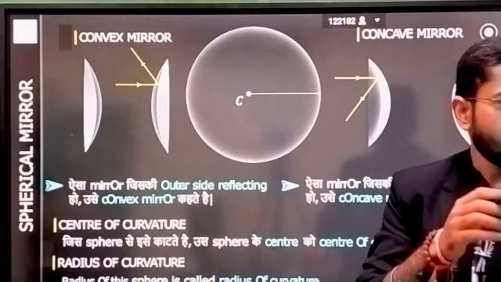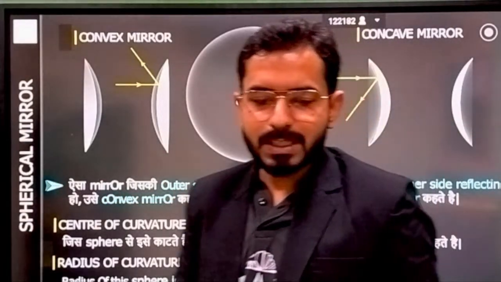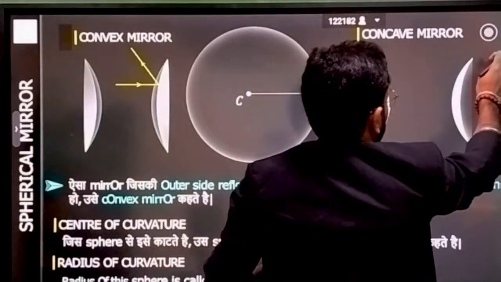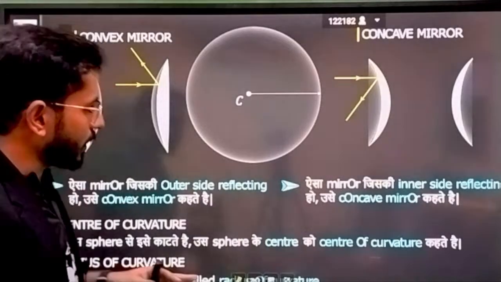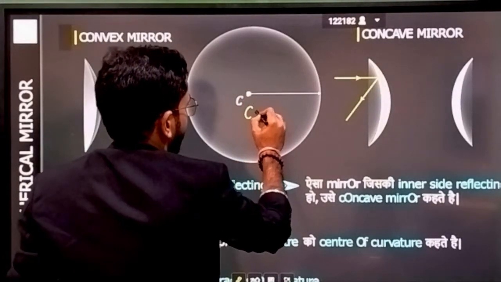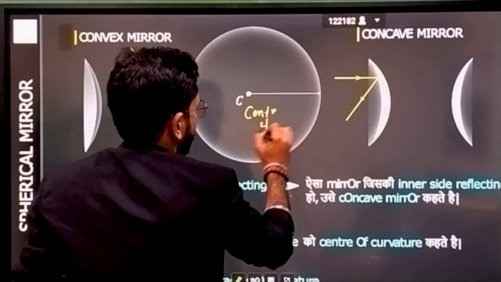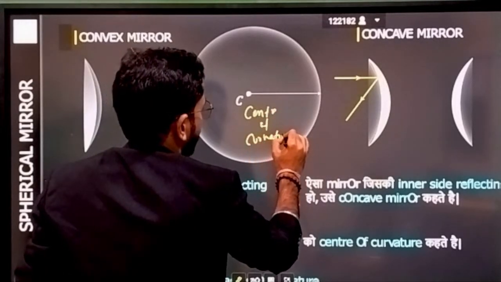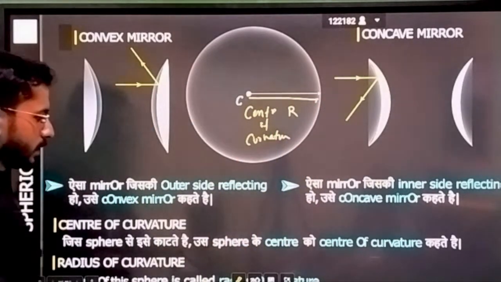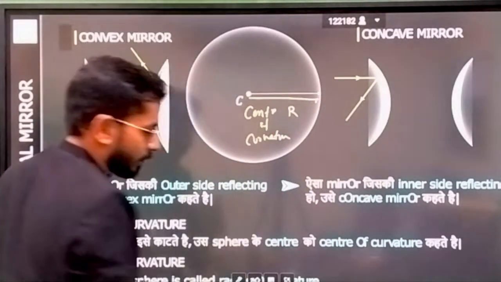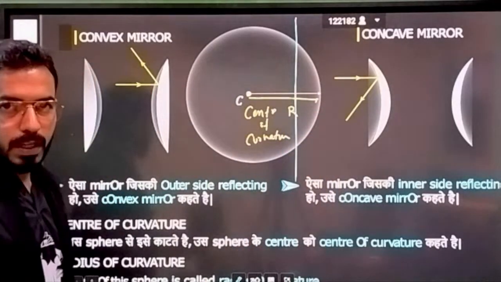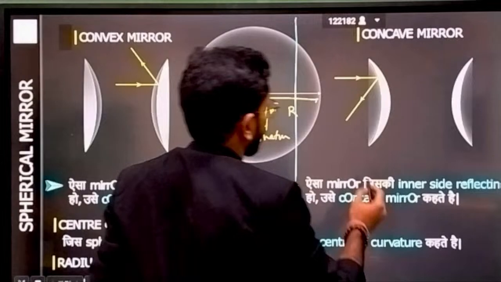Fine. So a spherical mirror is cut out from a spherical surface. A big spherical surface is there, and a mirror is cut out from it. Let's suppose this is a spherical surface. This center point is called the center of curvature. And this complete distance is called the radius. Now, for making a mirror, we cut this much of the portion and take it out.